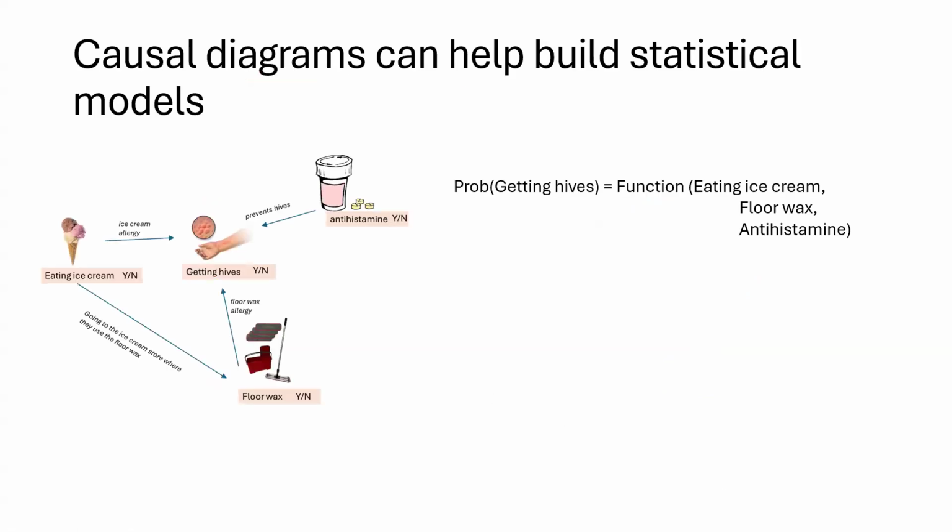So going back to our hives example, causal diagrams are a really helpful starting point for building statistical models. Here, the outcome of interest is getting hives, and all the arrows pointing to this, all the connected nodes, are possible predictors. So we would say the probability of getting hives is some function of whether I've eaten ice cream, been exposed to floor wax, or taken an antihistamine. So this is kind of a silly example.